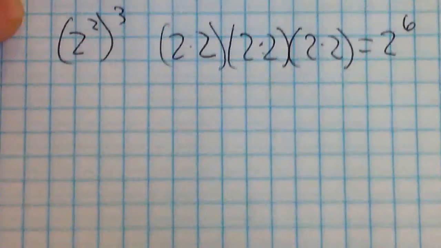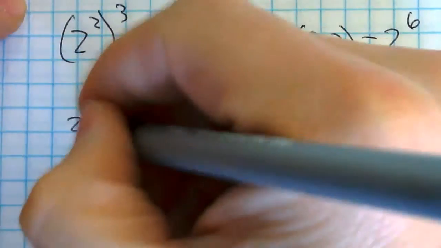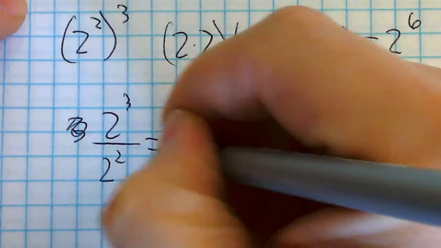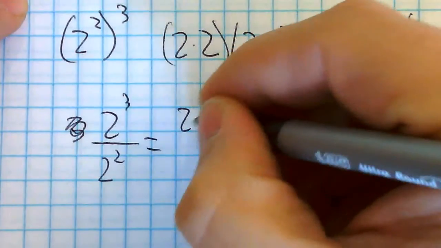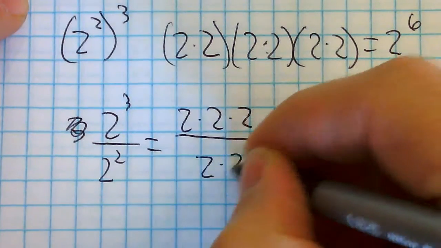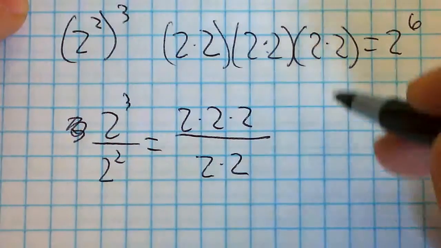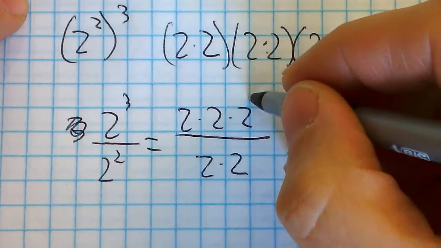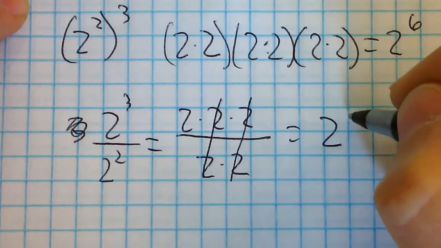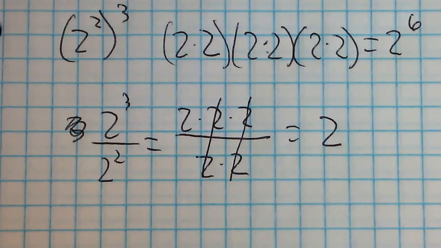Okay, division is just as easy to see. If I have 2 cubed over 2 squared, on top I have 2 times 2 times 2, and on bottom I have 2 times 2. And remember, if these are all factorized, I can cancel factors. So those two cancel, and those two cancel, and I'm just left with 2 to the 1 power. If it's just the 1 power, we don't even write it up there.